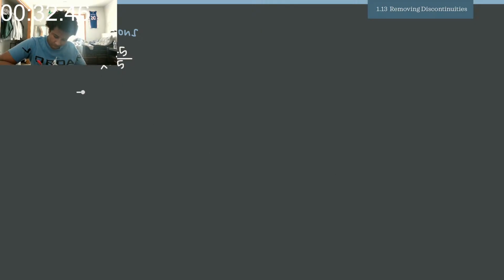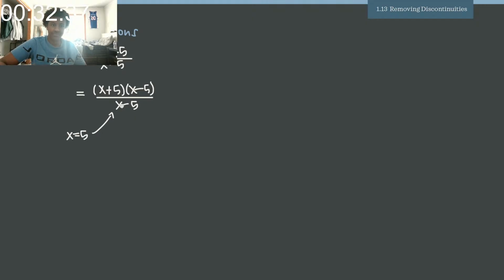And the idea here is that we factor, as we normally would, and we get x plus 5 and x minus 5, and then we have x minus 5 here. So what we see is that we have a removable discontinuity when x is equal to 5, because if we were to plug 5 into the function, then we get 0 in the denominator, which is going to give us that point discontinuity or that removable discontinuity at x equals 5.